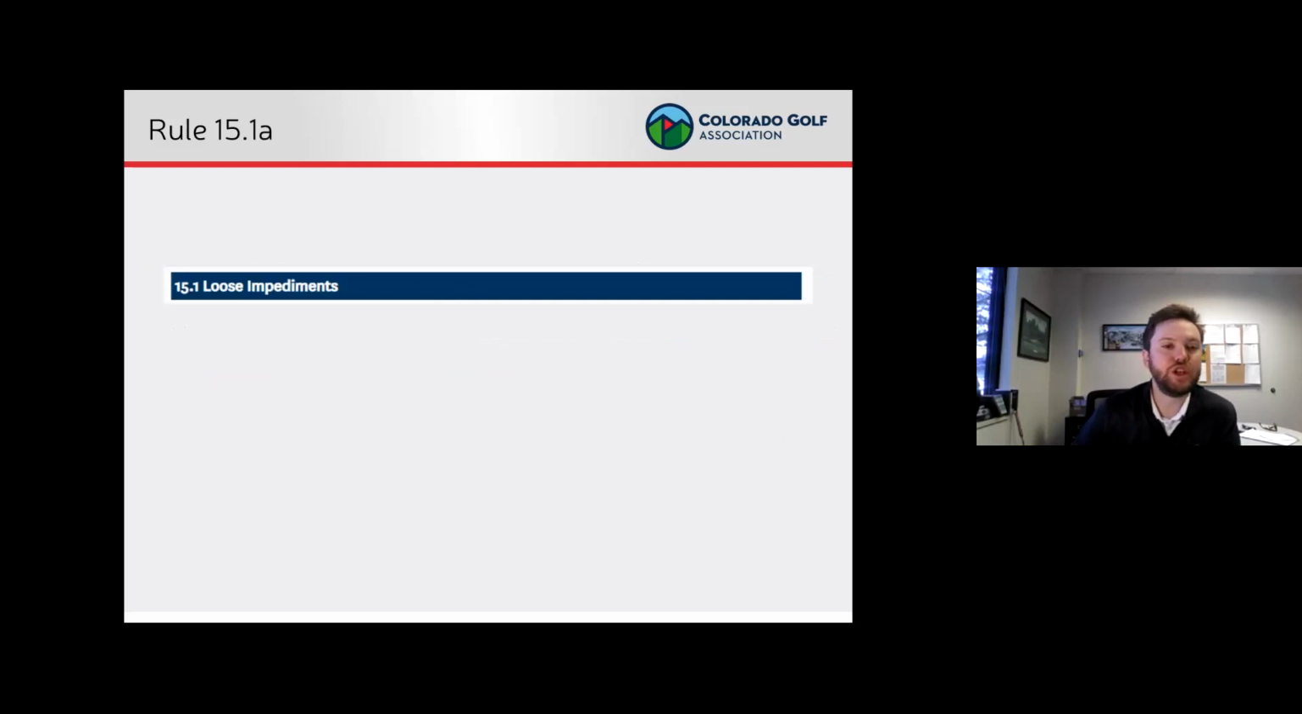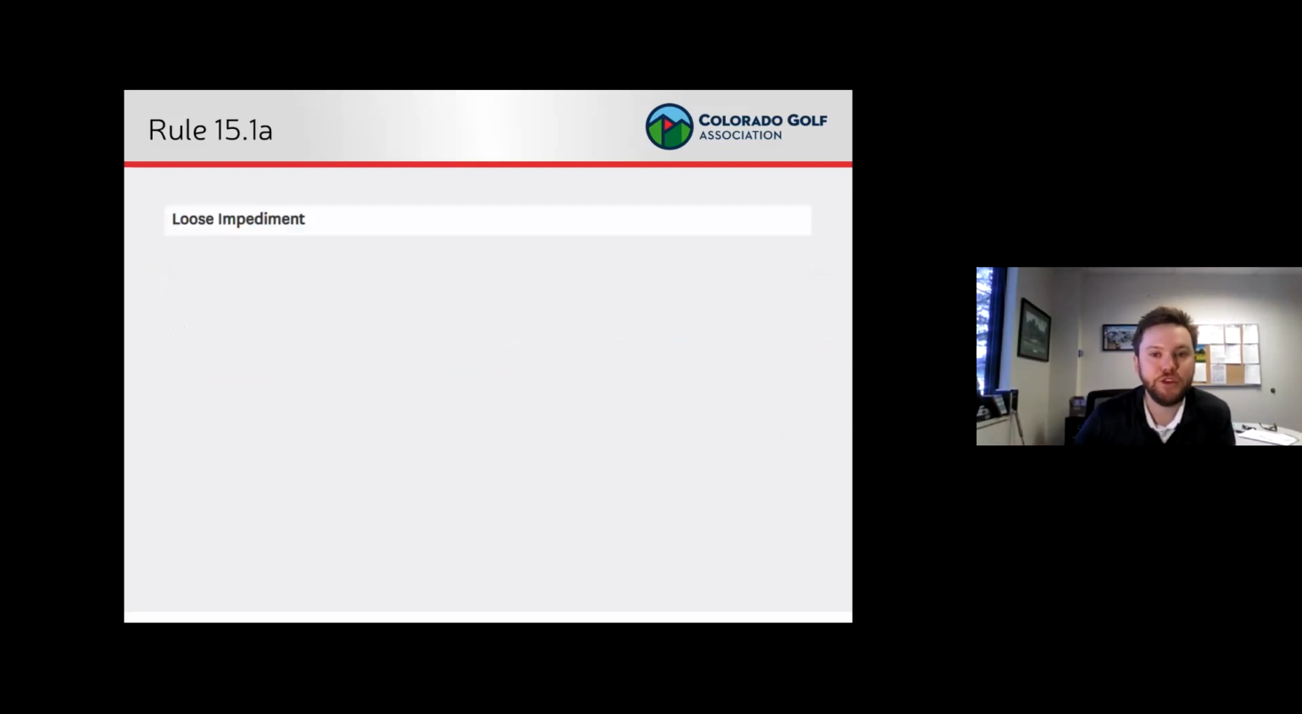And this is the rule. And again, this is why the definitions are so important, because if you wanted to know what a loose impediment was, you wouldn't go to Rule 15.1 where it says loose impediments, which seems a little counterintuitive, but you go to the definitions where loose impediments are, and then that shoots you back to the rule. So it says, well, here's the rule for loose impediments. Well, okay, what is a loose impediment? So let's look at the definition first of a loose impediment.